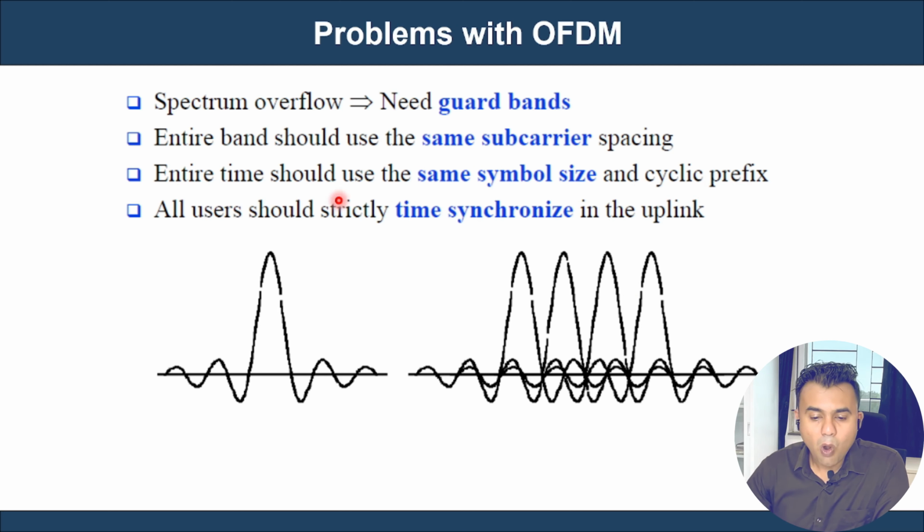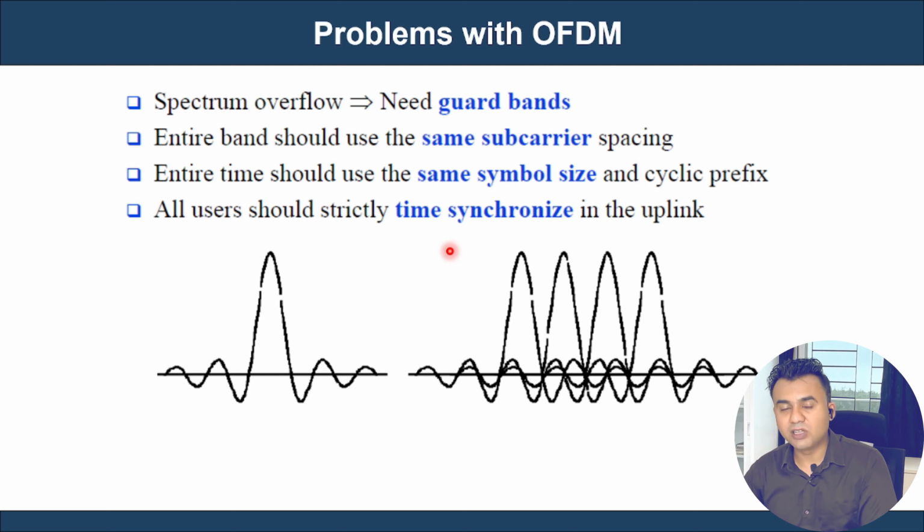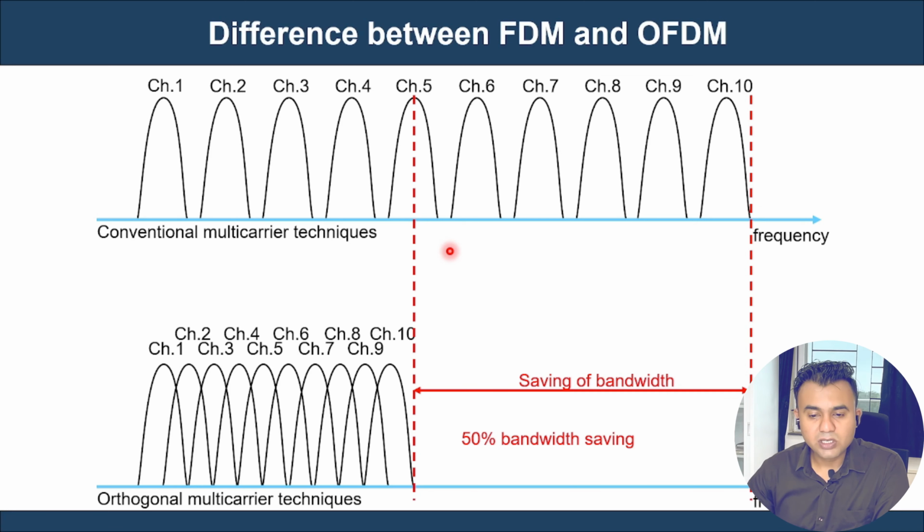Third problem. All users should strictly time synchronize in the uplink. Now this synchronization sometimes is also difficult, right? These are the four problems, and how we handle and overcome these limitations, we go for the next one.